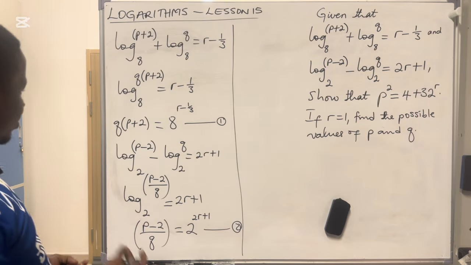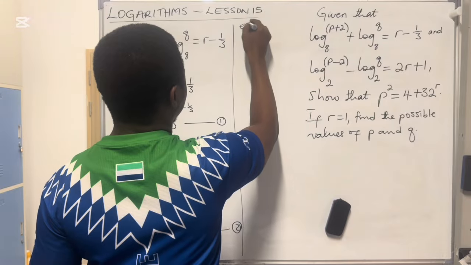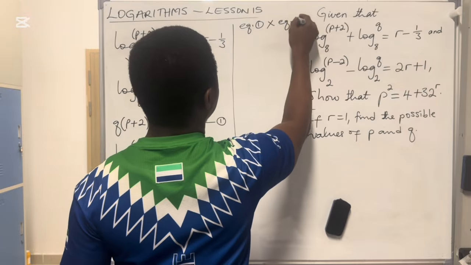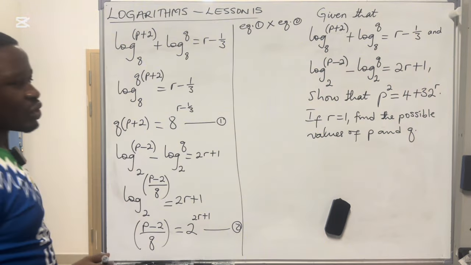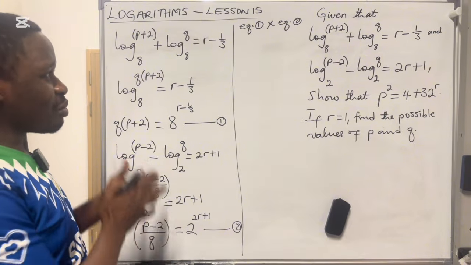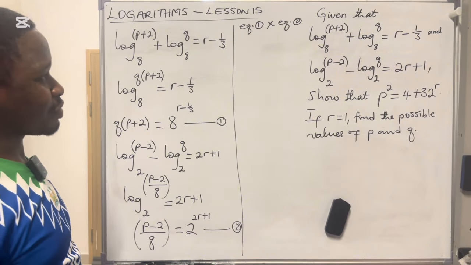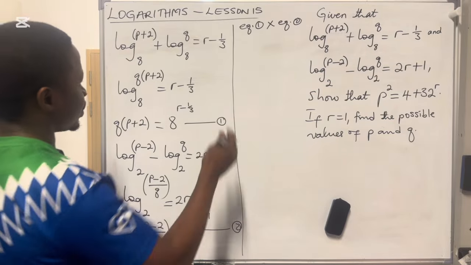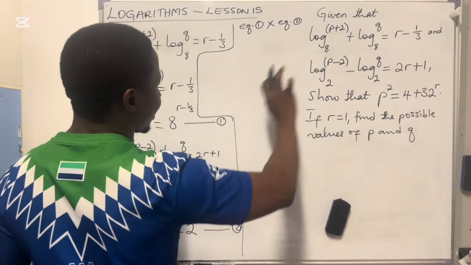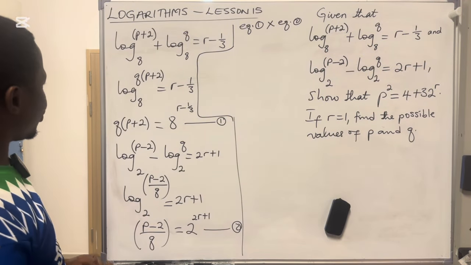We multiply them. This one multiplies this one. So we say equation 1 multiplies equation 2. So when two equations are multiplied, what do we do? The left multiplies the left. The right multiplies the right. I hope it is clear. Okay, I don't want to remove that one. Maybe we need it. So what do we do now?